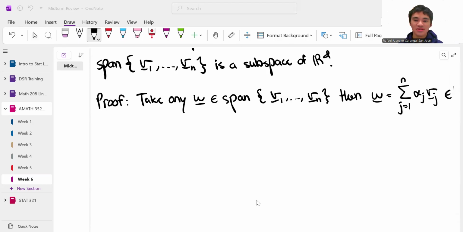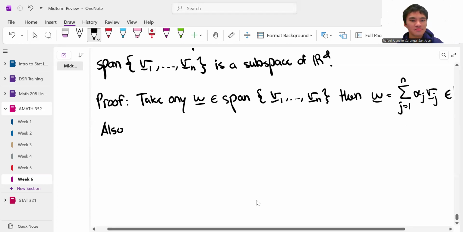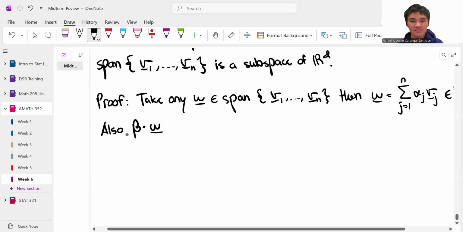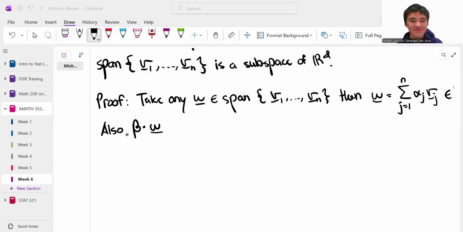And so actually what this means is that the set of these vectors are linearly dependent, right? Okay, also, here I'm gonna add a new letter, might throw you off. Beta times this W vector. This is a different scalar. That's what I'm just trying to say.